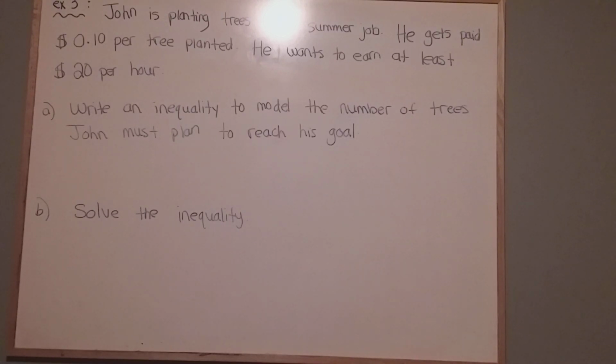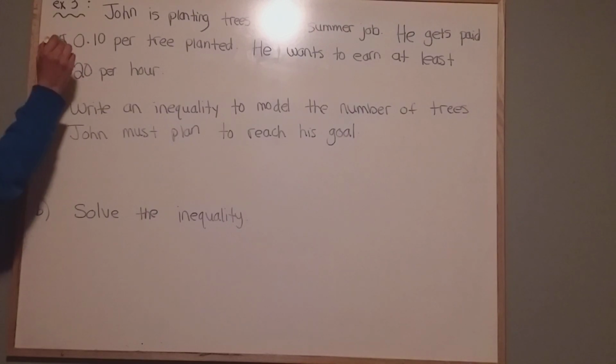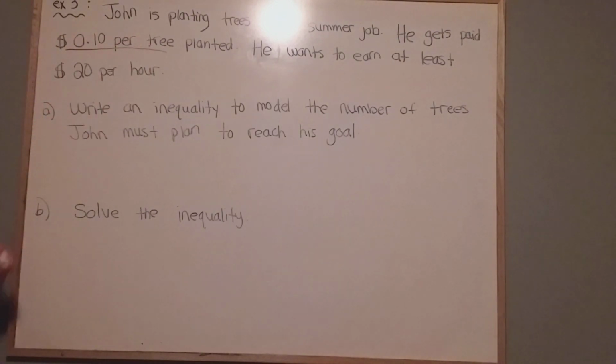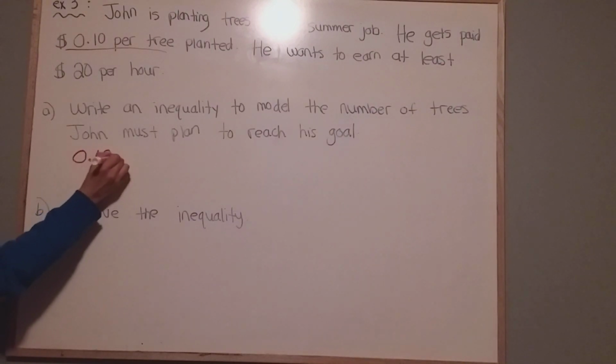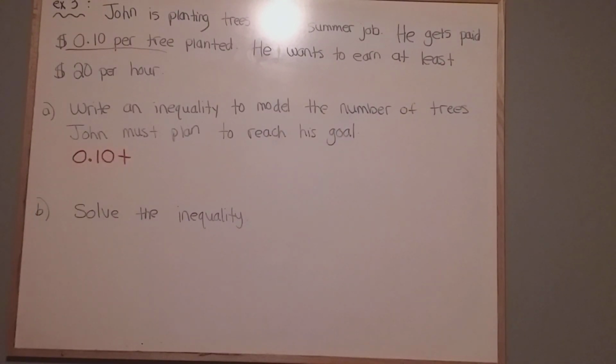So if I look at this, the key thing is here: 10 cents per tree. So he's getting paid 10 cents per tree planted. I'm going to use t for trees. How many trees is he going to plant? And the next part is he wants to earn at least $20 per hour. At least means that he wants to make 20 for sure, but anything more than that is okay.